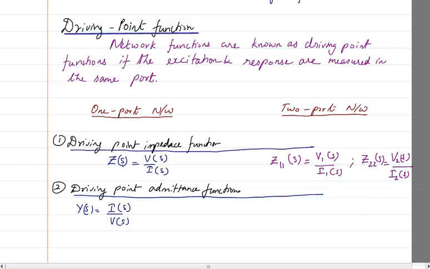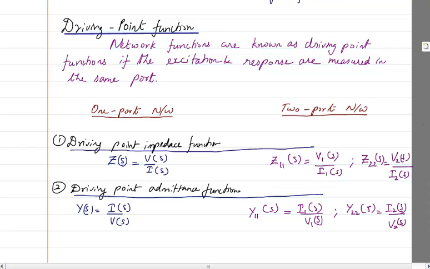Whereas the driving point admittance function will be Y11 of S, which is basically I1 of S divided by V1 of S, and Y22 of S is going to be equal to I2 of S divided by V2 of S. And from this you can very clearly see that Y11 is going to be the inverse of Z11 and Y22 will be the inverse of Z22. Okay, so these are the driving point functions.